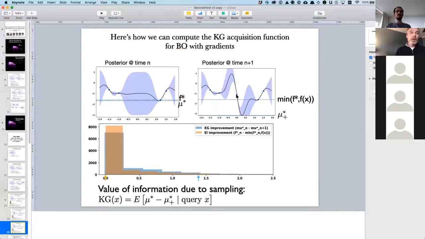Instead, it will do a more exploitative evaluation. Whereas knowledge gradient will say, oh, this is a valuable place to evaluate. And note that point is here, in the middle of this big unexplored region, and so that's going to push it to explore.